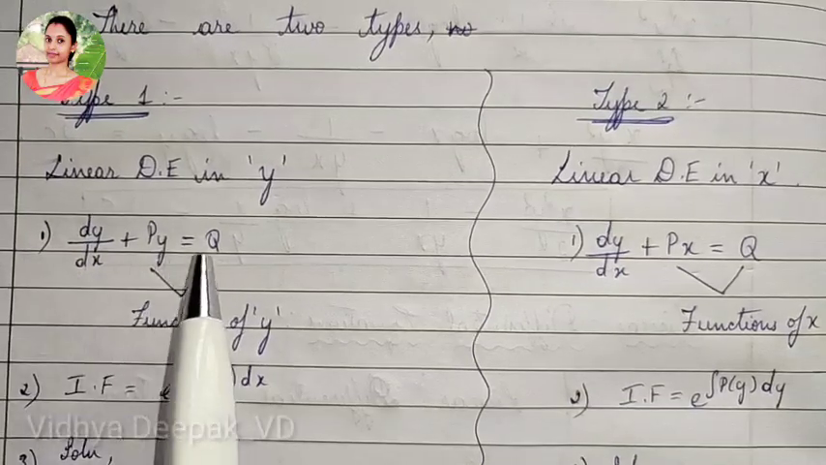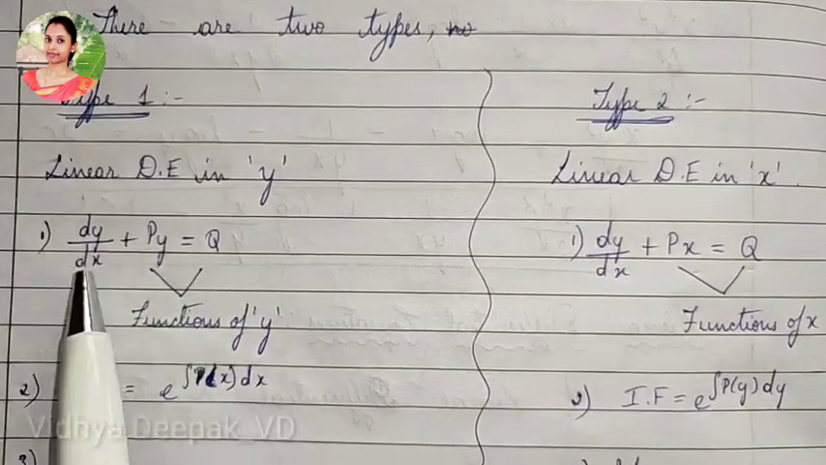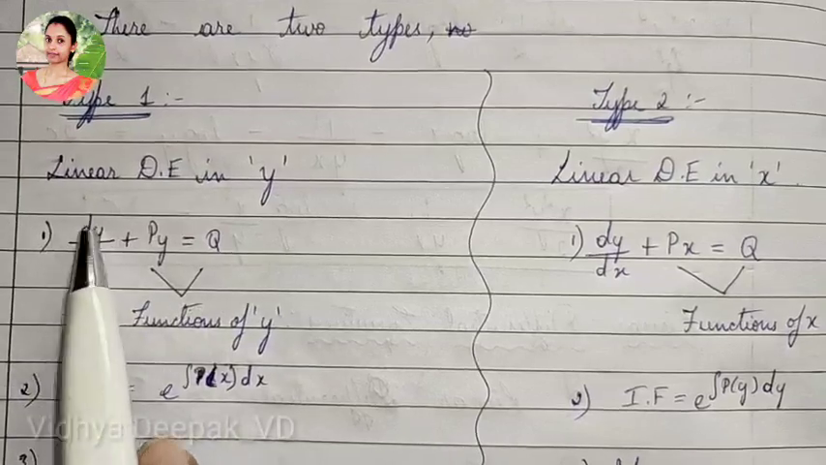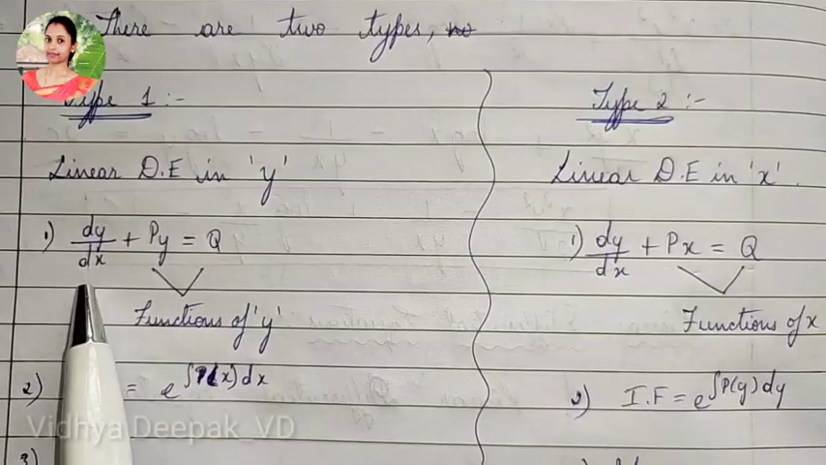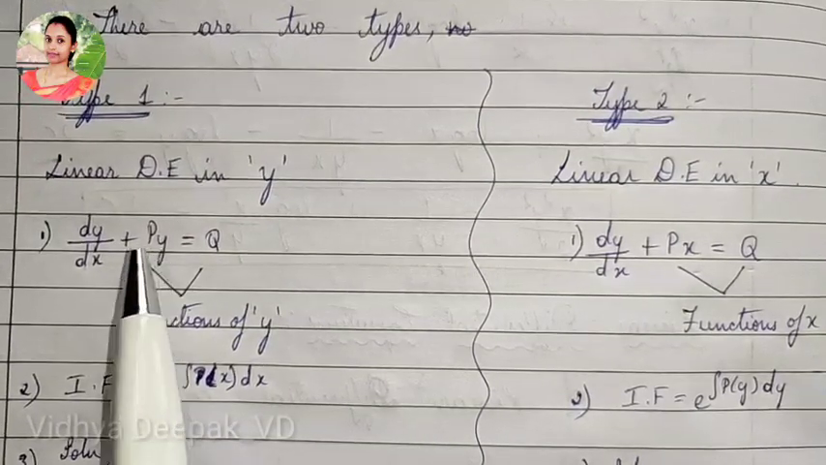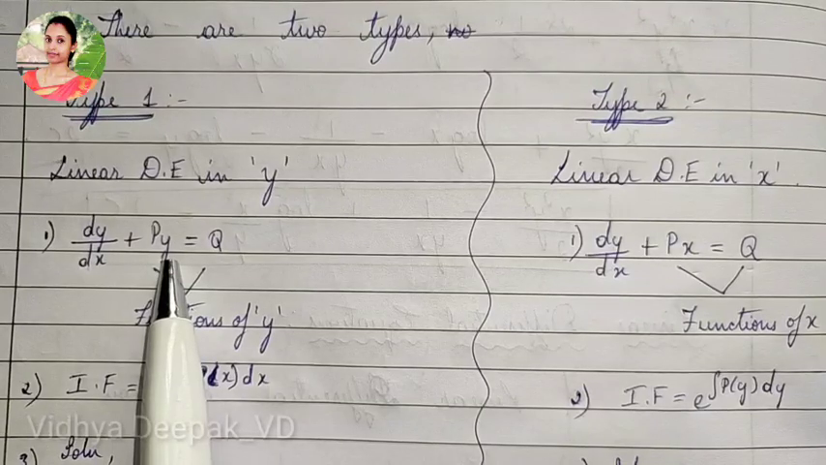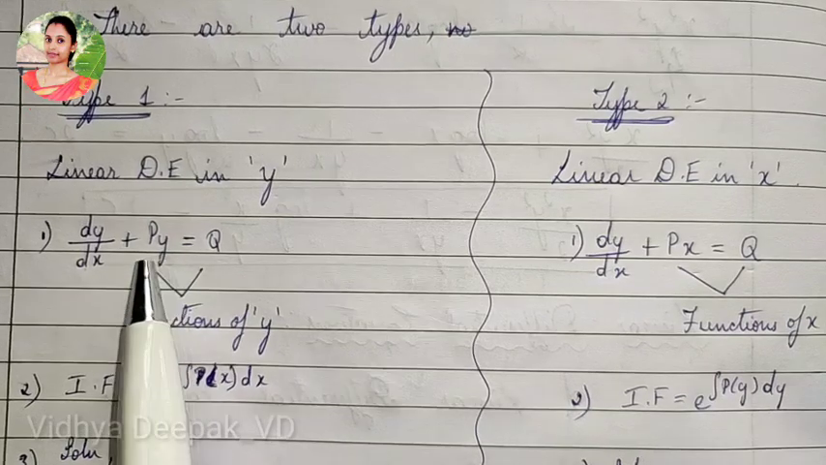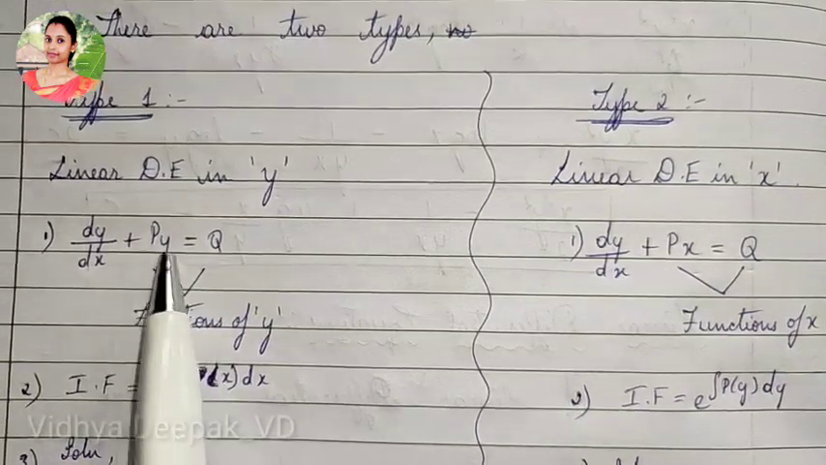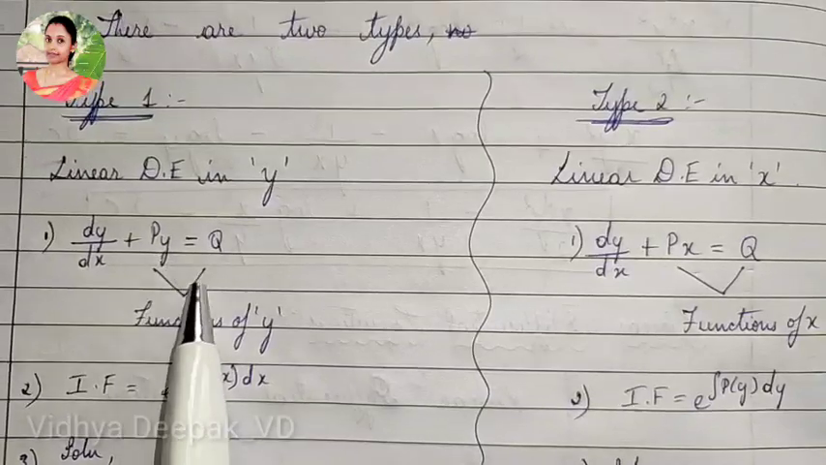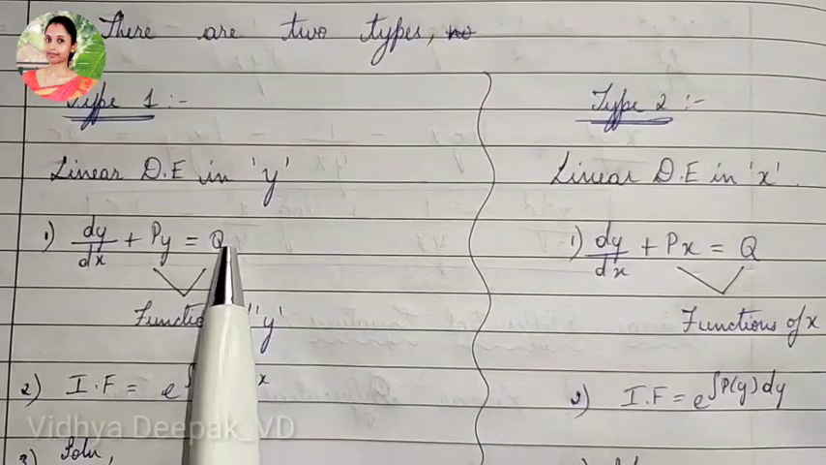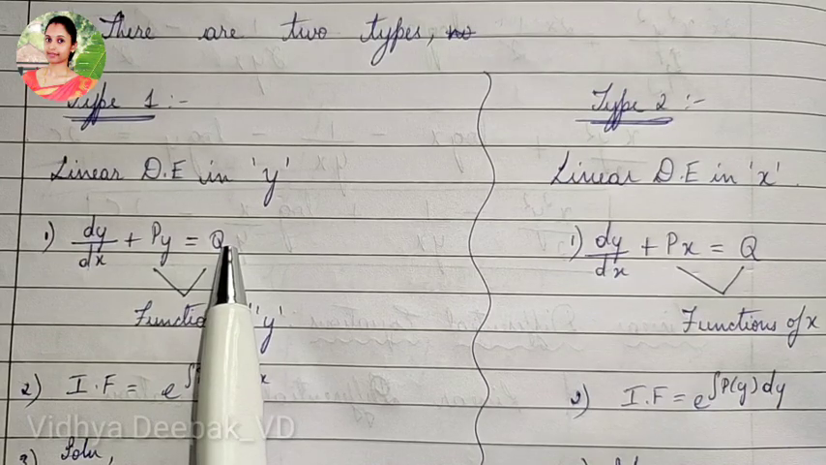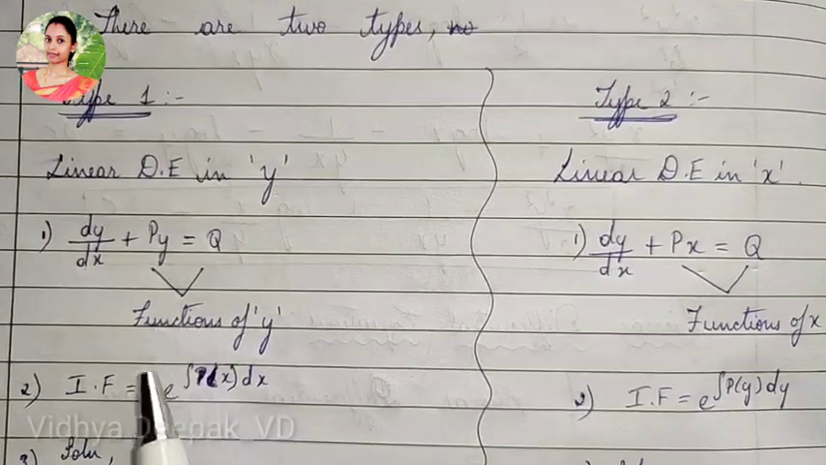If the question is not given in this form, we have to write the question in the standard form, that is, first write the dy by dx term, then p into y. For example, you will have y tan x. That is nothing but tan x into y, that is p into y. P becomes tan x and into y is equal to q, which will also be a function. Okay, so we will understand this with an example problem now.